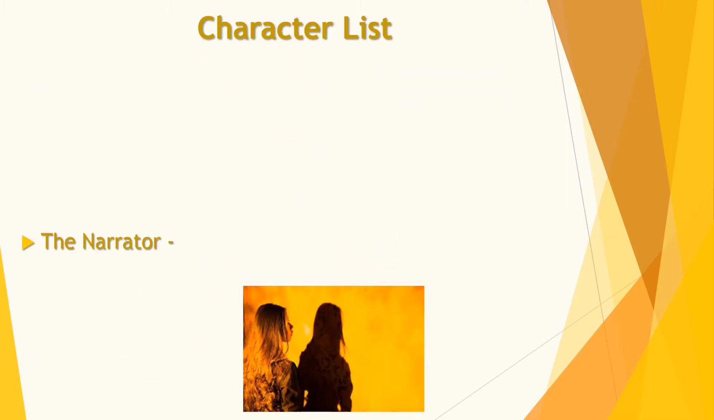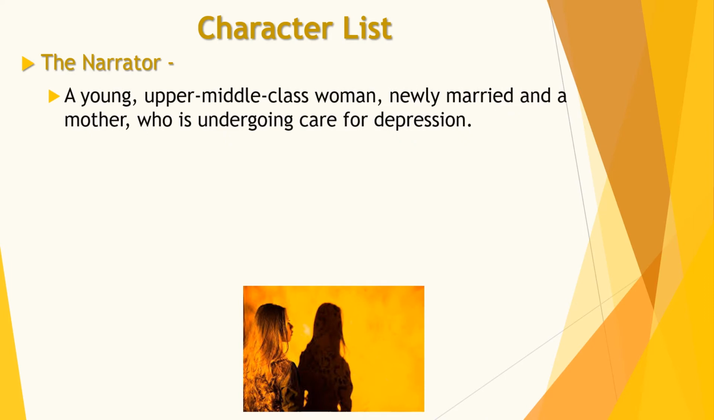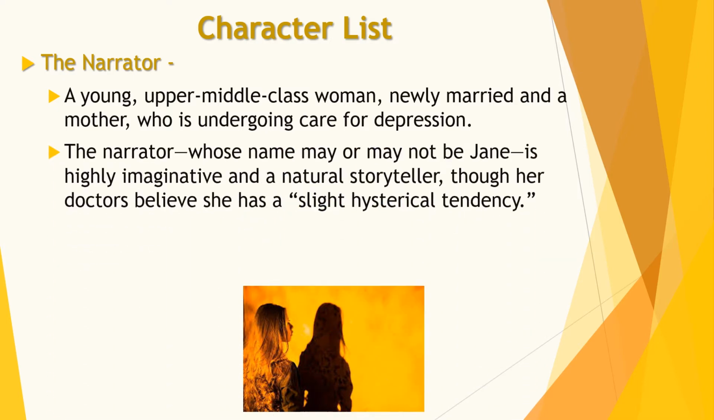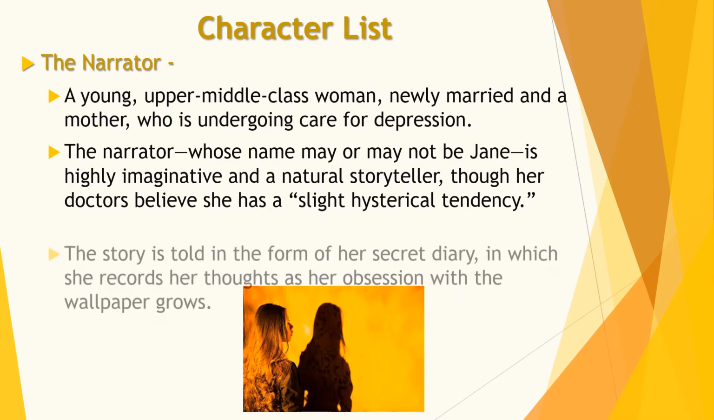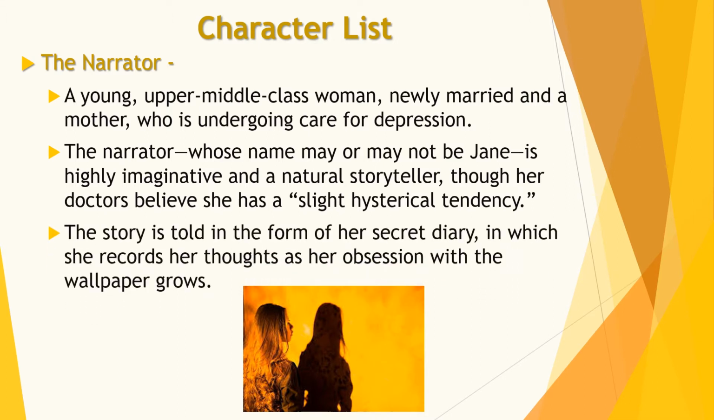Our character list, if we first look at the narrator, she is a young upper middle class woman. She's newly married, she's a new mother, and she's undergoing care for depression. The narrator, whose name may or may not be Jane, is highly imaginative. She's a natural storyteller, though her doctors believe she has a slight hysterical tendency. The story is told in the form of her secret diary or her journal, in which she records her thoughts as her obsession with the yellow wallpaper grows.